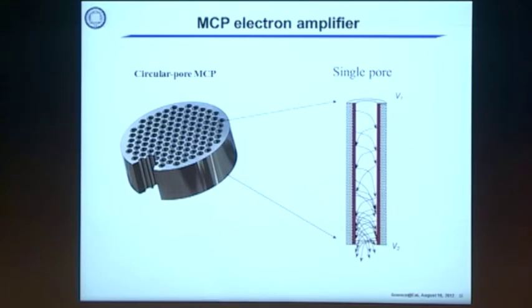If you look at just one pore, shown on the right, we have one electron at the top and an electric field from top to bottom. This electron is accelerated, hits the wall, and creates 2 electrons. Those 2 electrons hit the wall and create 4, and so on.